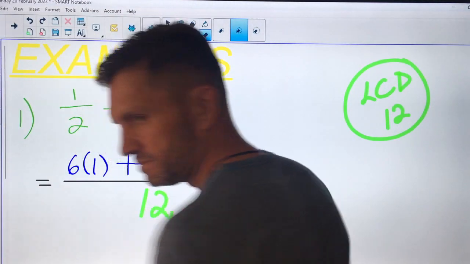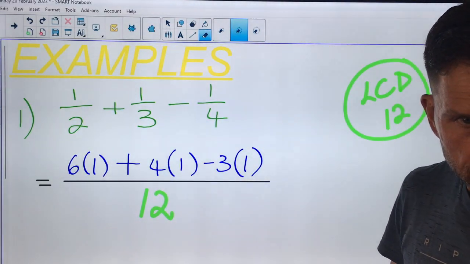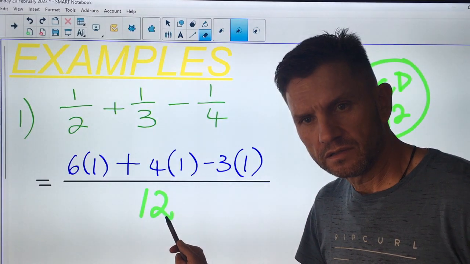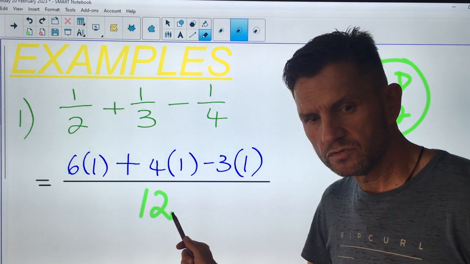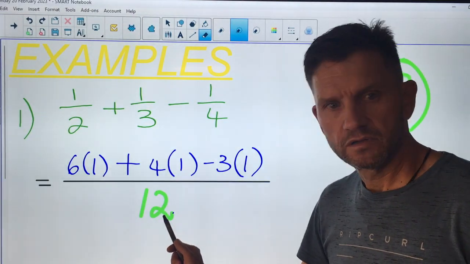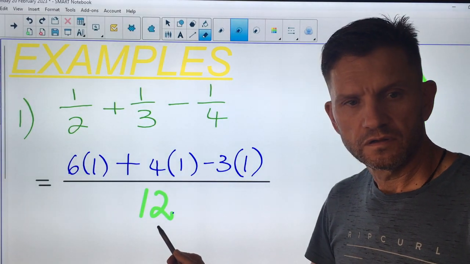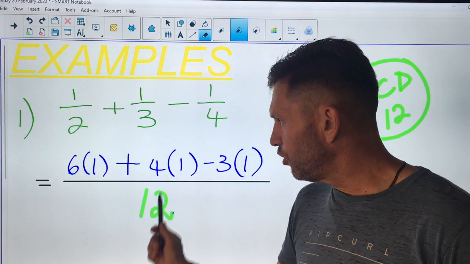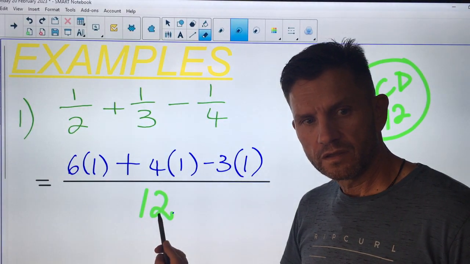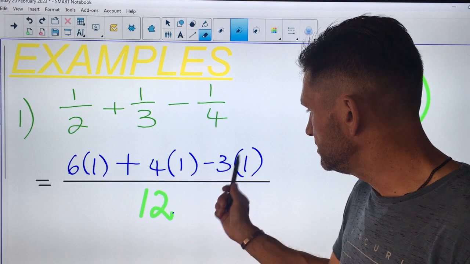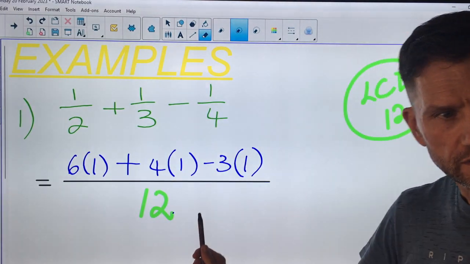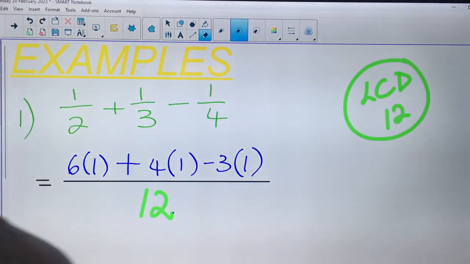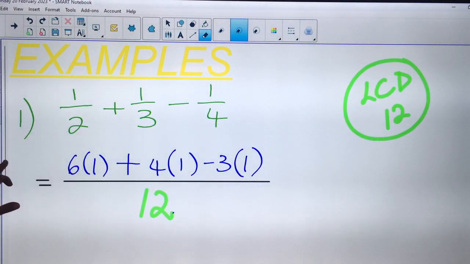Now check this. Quickly check this. What is 6 over 12 if you simplify it? Not 2. What is 6 over 12? Half. Can you see it's still a half? There's the half. So what is 4 over 12? 1 over 3. And what is minus 3 over 12? Minus 1 over 4. So we haven't changed the value, we've only changed the format.